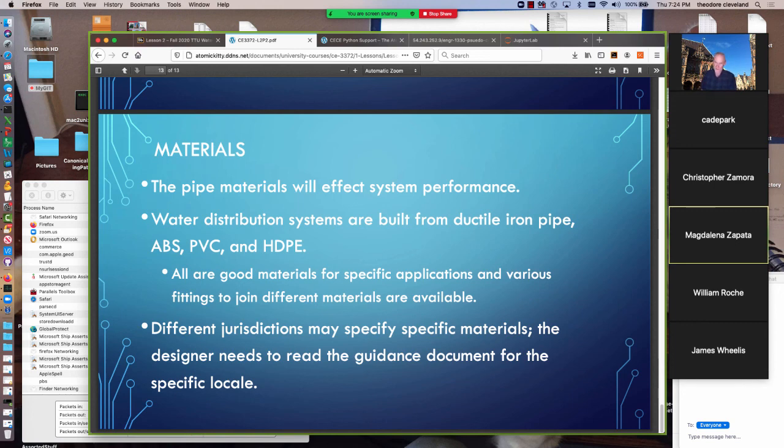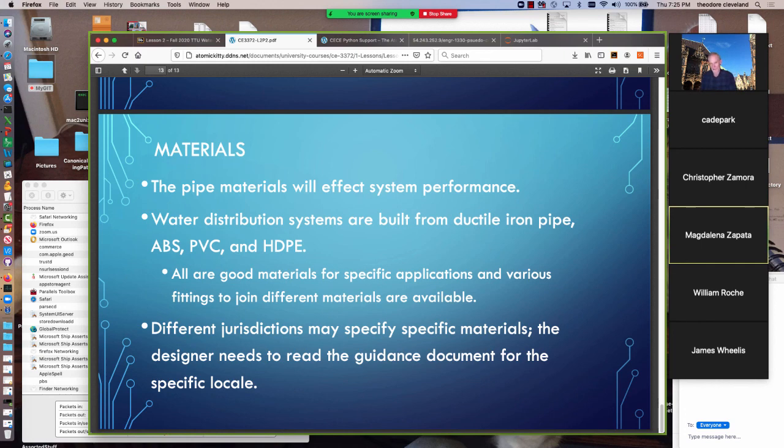Some jurisdictions specify specific material, and so the designer should read that ahead of time before you go to all this trouble to design a system and find out that the particular pipe material you've selected is not acceptable to the community or to the customer. That's not the end of the world if that happens, because it's relatively easy in the modeling phase to change materials. And hopefully they have good inspectors and don't let you buy them and put them in the ground until they accept the design.